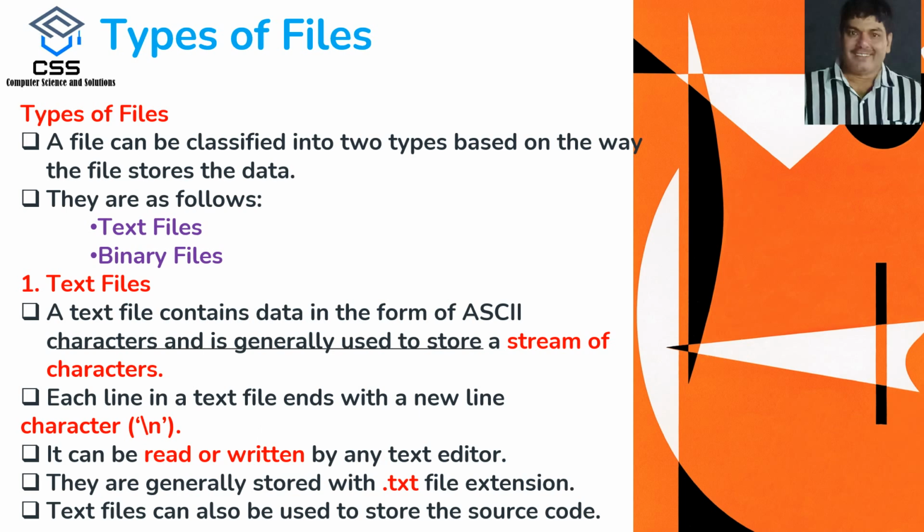Now coming to types of file. We know there are two types of file: one is a text file, one is a binary file. What is the difference between the text file and binary file?